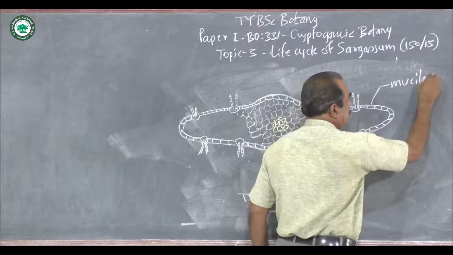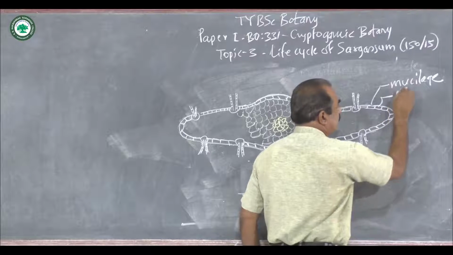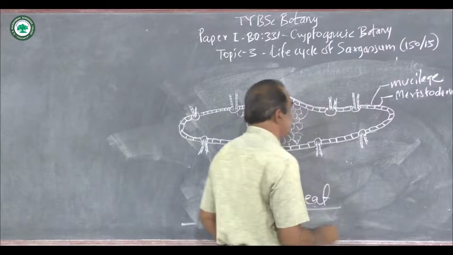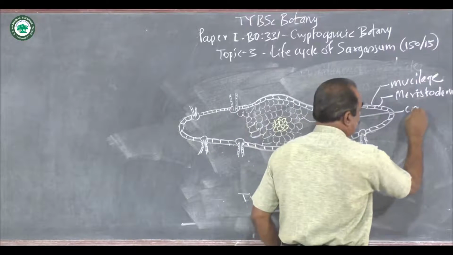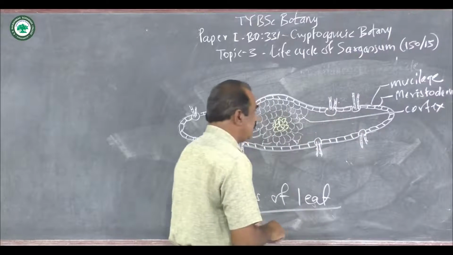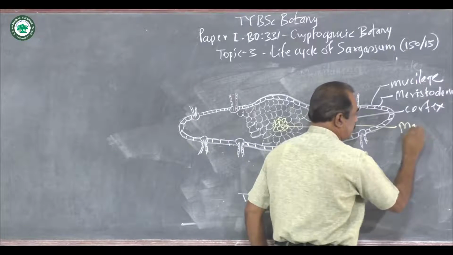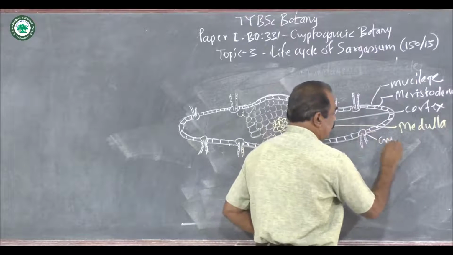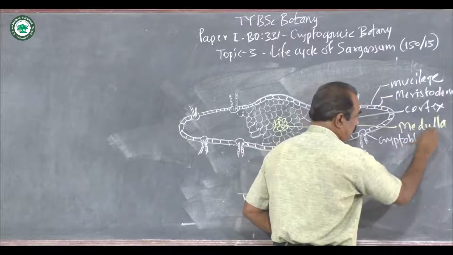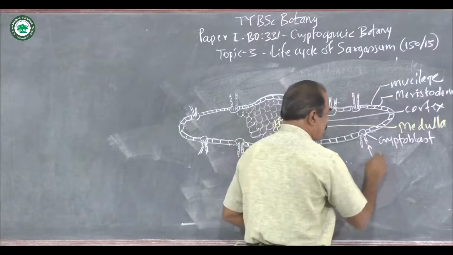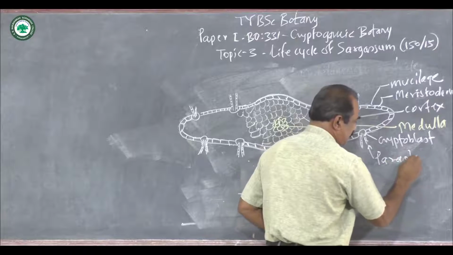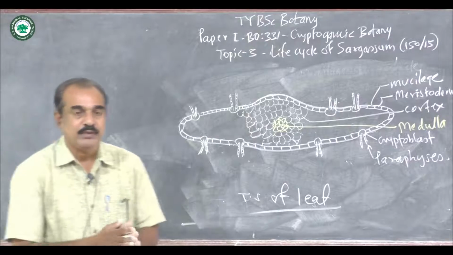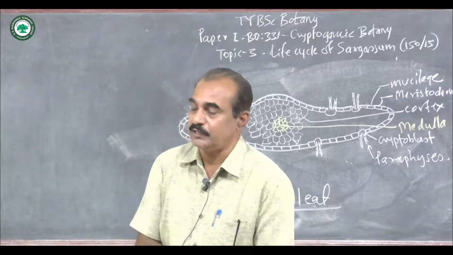Outermost layer, that is the mucilage. Inside this, there is the Meristoderm. Inside the Meristoderm, there is the cortex, and at the center, a thick-walled medulla. These are the cryptoblasts, and these hair-like structures are called the paraphysis. So this is the internal morphology of the lip or leaf-like structure called the frond.